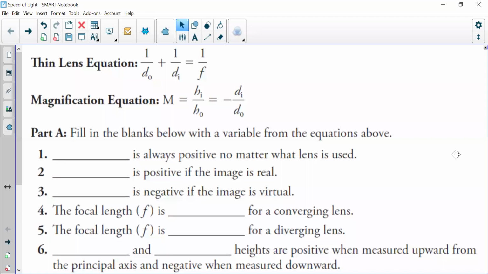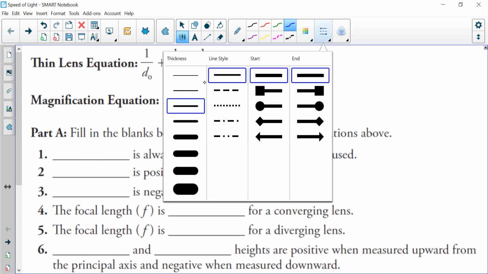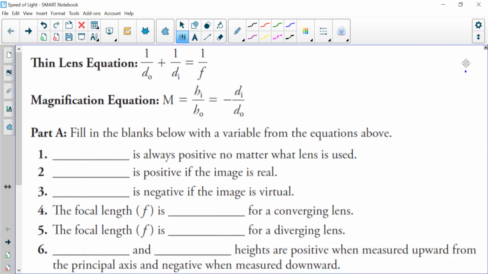I have both equations here. First, what I want to do is just go over some of the basics about positives and negatives. Let's see if we can figure this out. What is always positive no matter what kind of lens is used? What variable is always positive? DO. Good, the distance DO of the object. And what else? HO. Good, DO and HO.